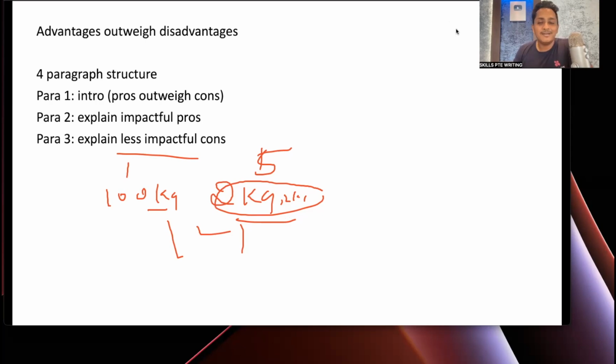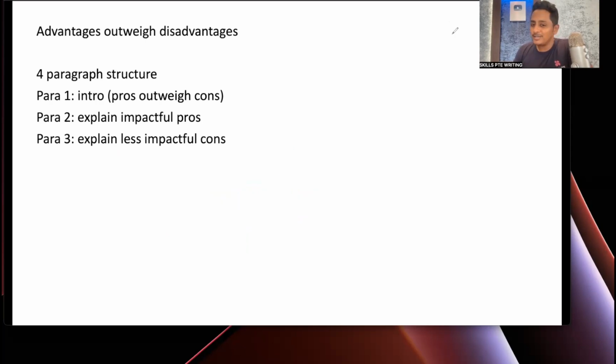Anyone didn't understand, feel free to let me know. It is not about adding more advantages or disadvantages. It is about adding the impact of the same. If advantages have more impact, then you say advantages outweigh disadvantages. If disadvantages have more impact, you say disadvantages outweigh advantages. Second para, you explain impactful advantage. Third para, you explain less impactful disadvantage. Fourth para, you say, and hence advantages outweigh disadvantages. Any doubts?